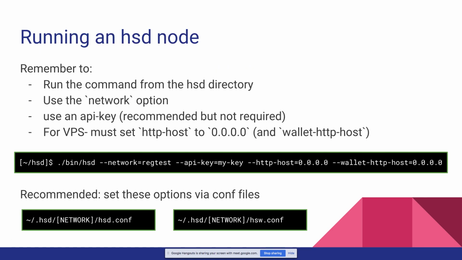Okay, so running an HSD node, I'll show how to do this on my VPS. Couple things to remember. You literally can just run from inside the project directory. That's what this means here. You can just run /bin/hsd, and I don't know, does it default to mainnet, or does it default to testnet? Okay. So you can just run this command /bin/hsd, and everything will start up.